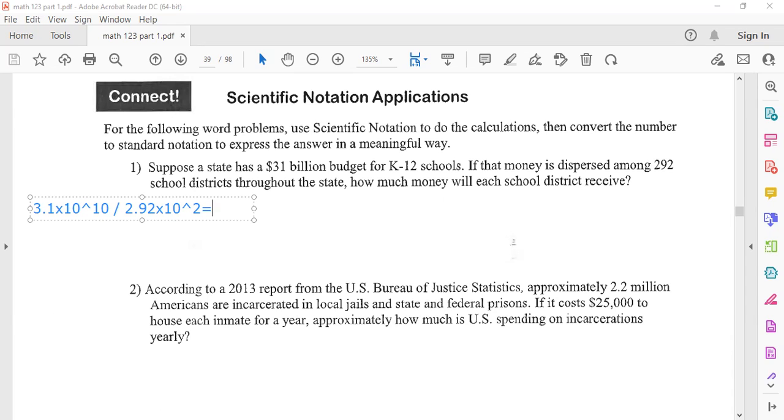So now I'm going to do 3.1 divided by 2.92. I'm only going to keep 3 numbers. Those are my significant digits. So I have 1.0616. So 1.06 times 10 to the, we're dividing, so we subtract, 8th. So how much money will each school district receive?